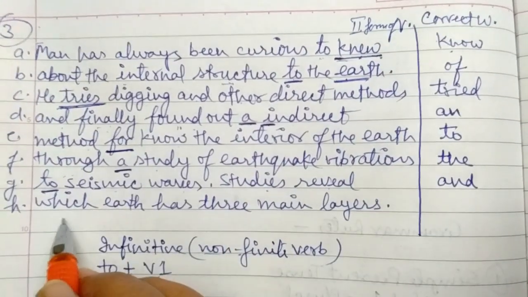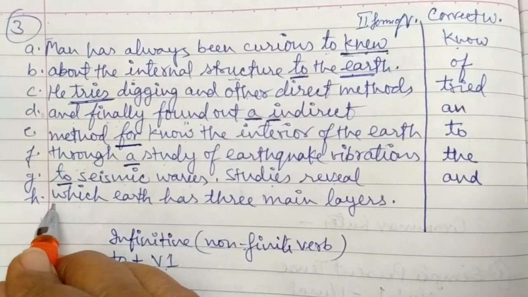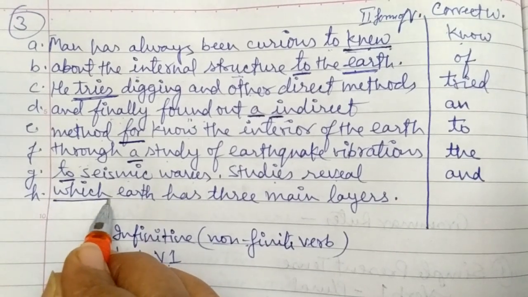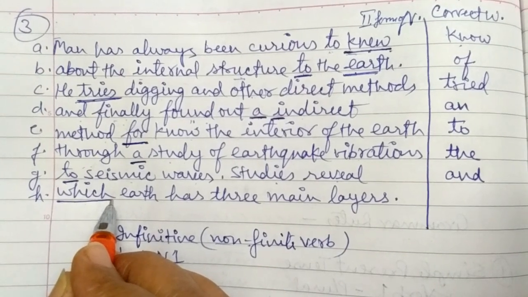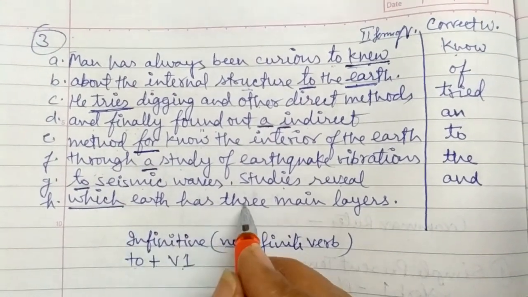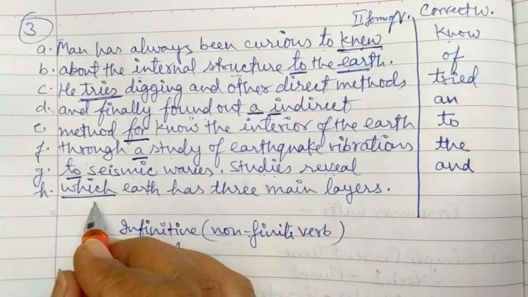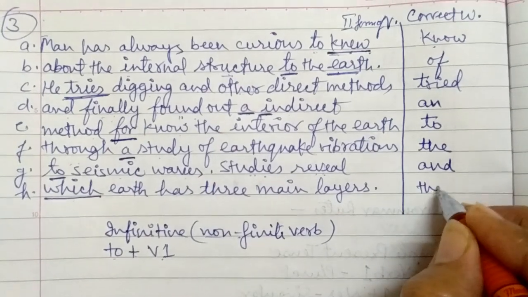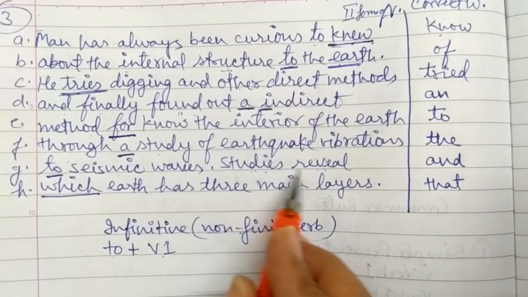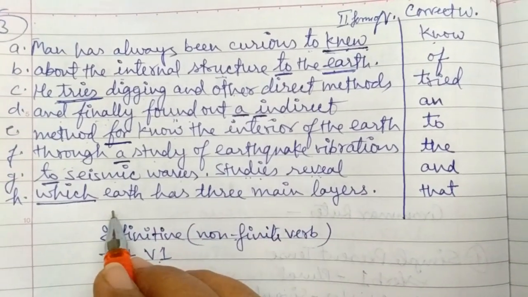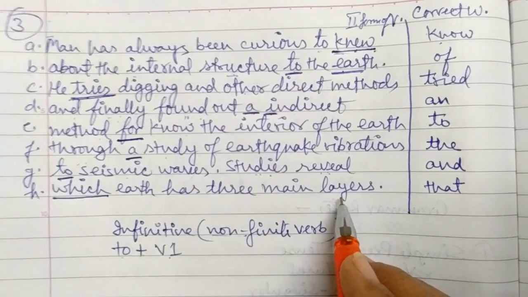Studies reveal which earth has three main layers. Here, the connector "which" should not be used because we are not talking about any particular thing. We are giving further explanation of what studies reveal. Studies reveal that. So the connector "that" should be used. Studies reveal that Earth has three main layers.